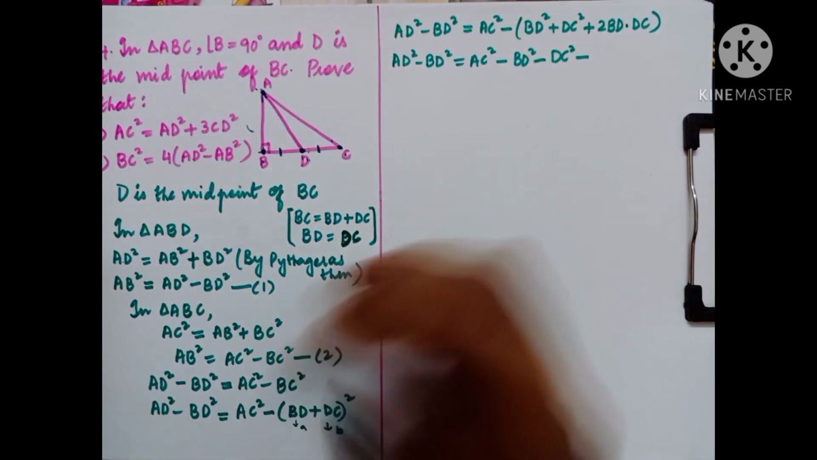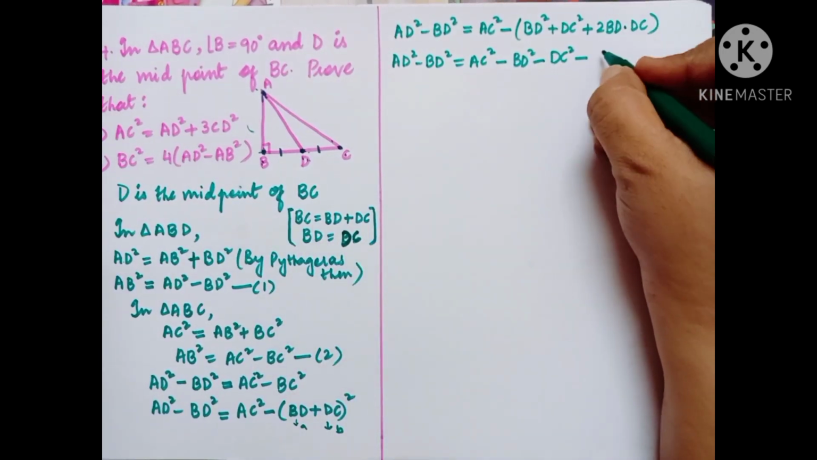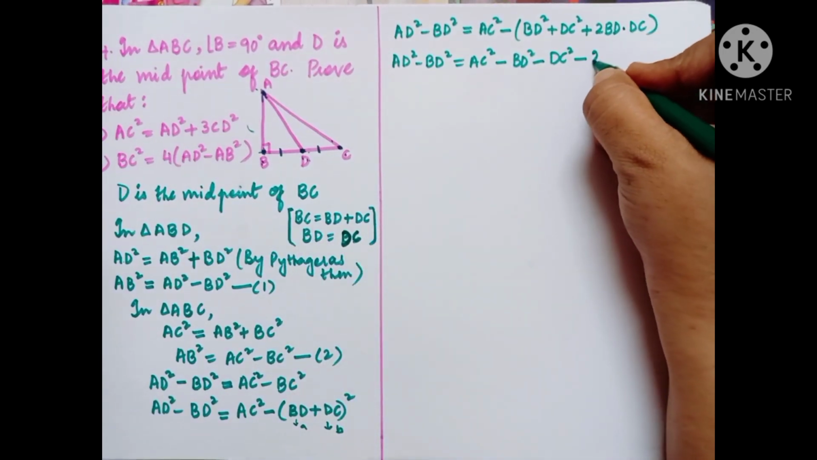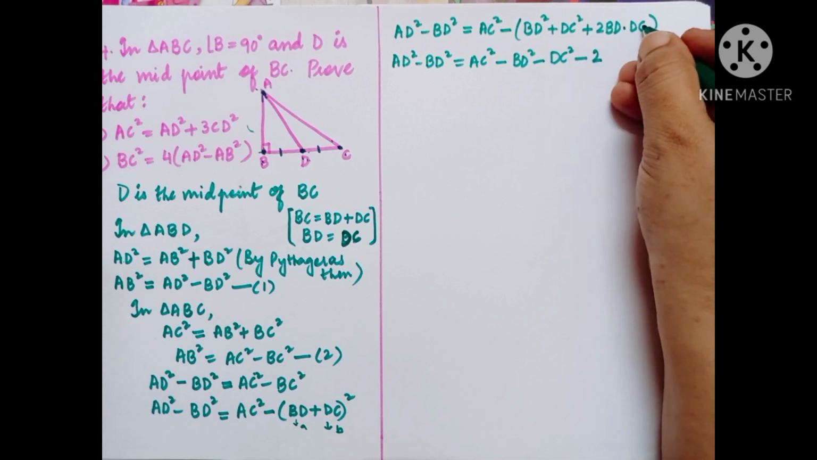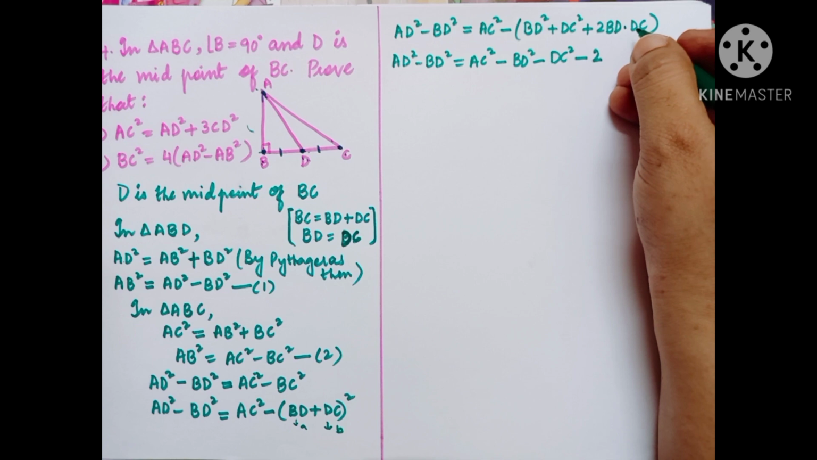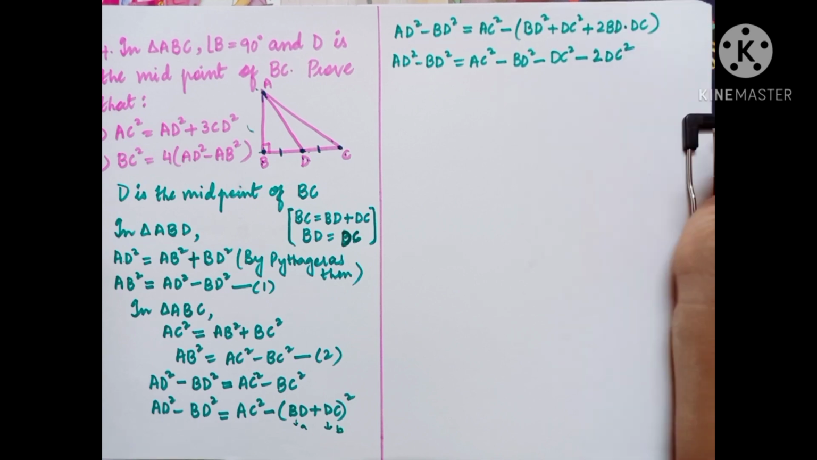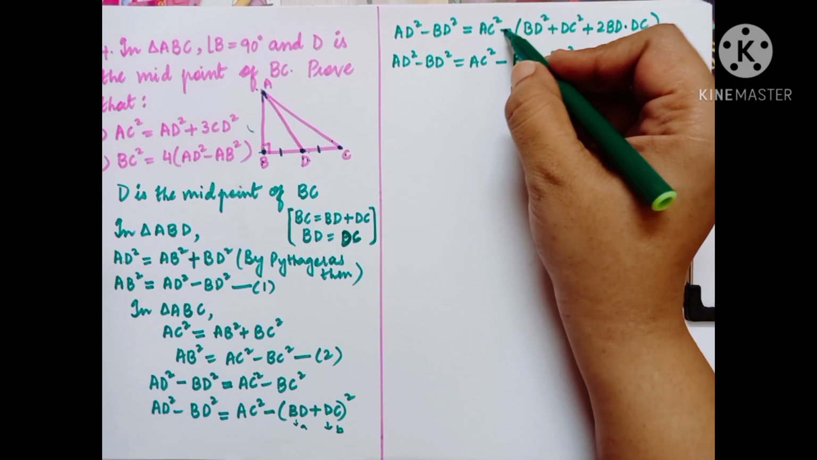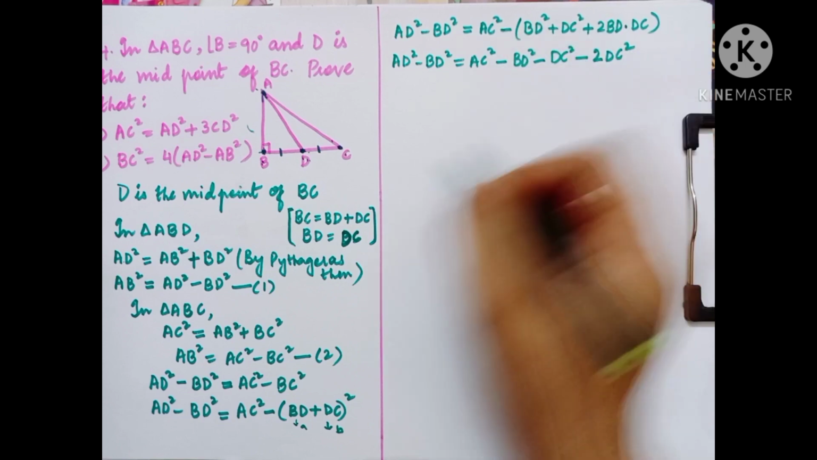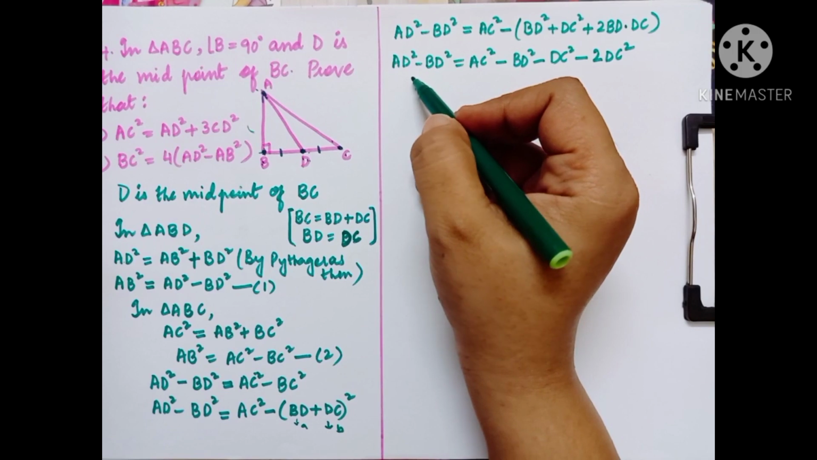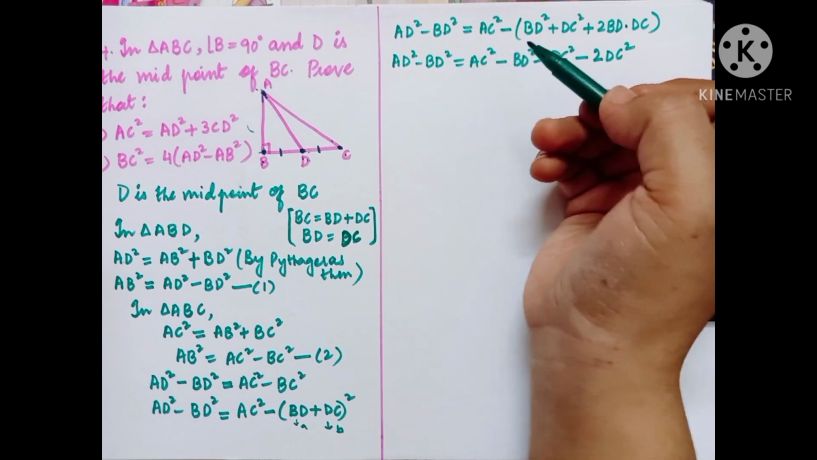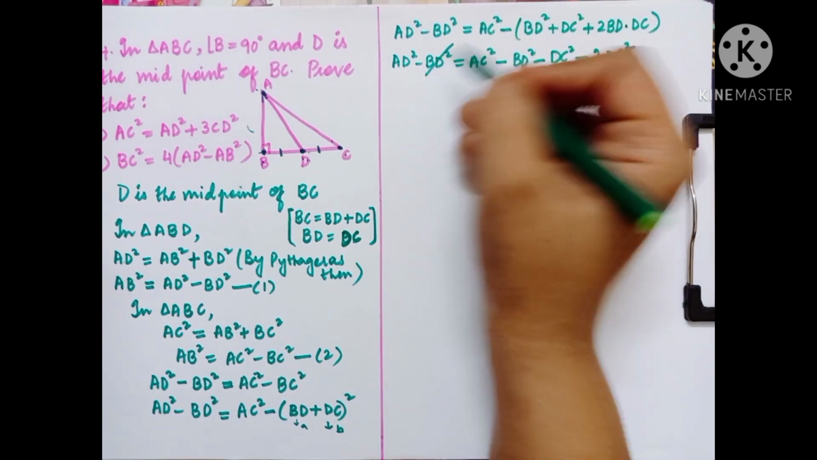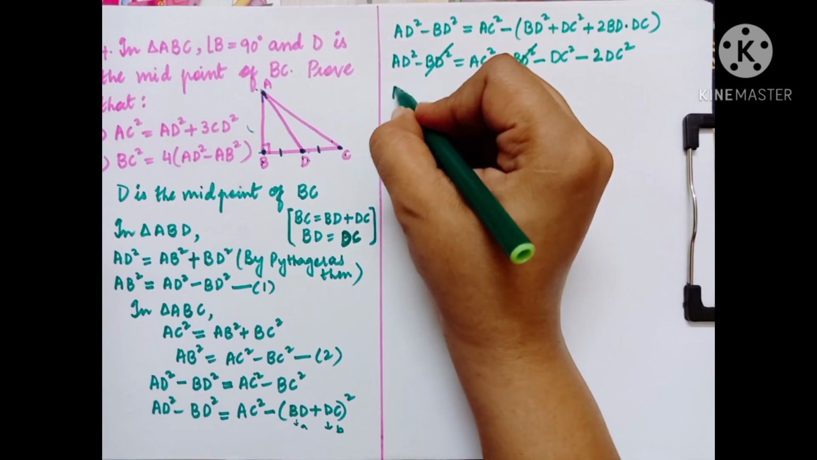So now in place of BD you can write DC. Here 2 is already there, so in place of BD I am writing DC. Then DC into DC will be DC square, right? We have opened the bracket and minus into plus gives you minus. After this you can see anything same on the left and right hand side. So here you can cancel this BD square and this BD square. So what is remaining?